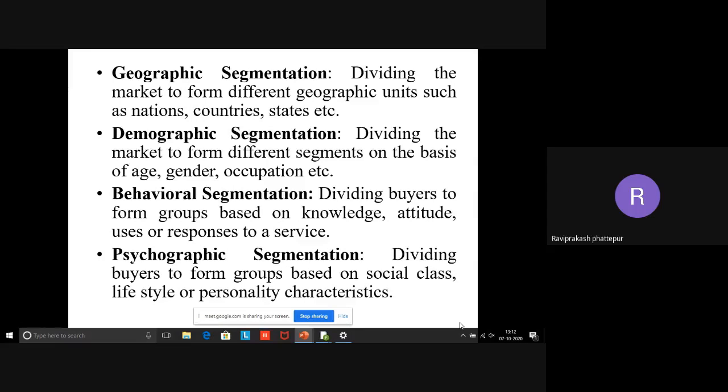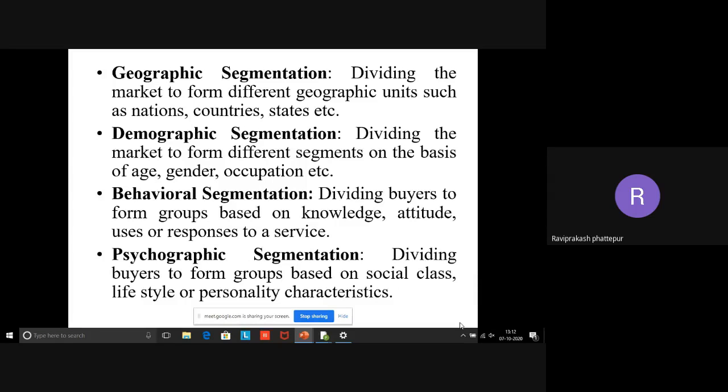Behavioral segmentation: dividing buyers to form groups based on their knowledge, attitude, uses, or responses to a service. Responses is behavior, how you are responding or behaving to a certain thing. Based on your knowledge, you behave differently. Based on your attitude, you behave differently. Based on the use of the service you are getting, you react accordingly. These all come under behavioral segmentation. So yes, you can segment in terms of behavior also.